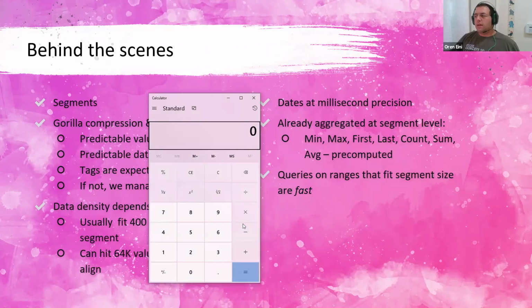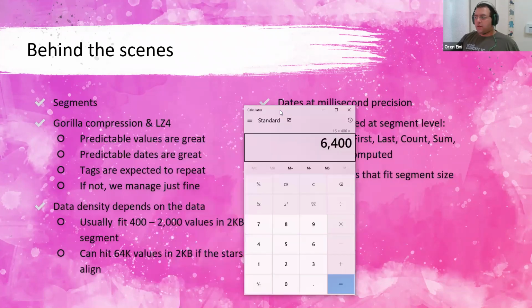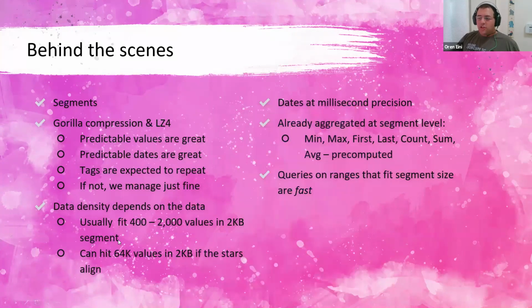Just to give you some idea, a date is 8 bytes, and a value is also 8 bytes. So 400 of them gives you 6 kilobytes. That's at the lowest end. So we put 6 kilobytes inside 2 kilobytes. That's the common case. For highly predictable data, we can actually see 64,000 values, so over half a megabyte, fit into the 2 kilobyte range.